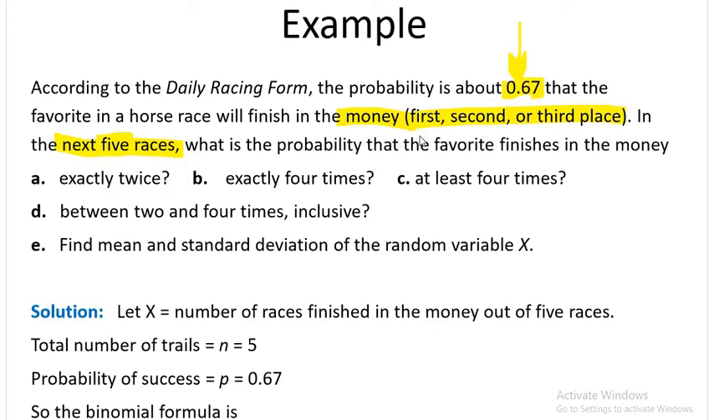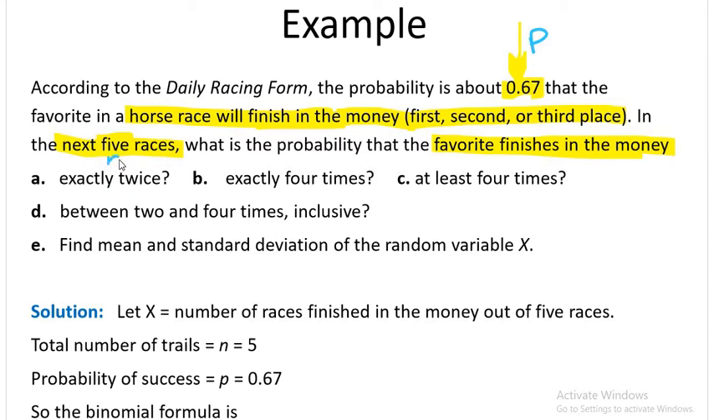What is the probability that the favorite horse finishes in the money? I am interested in the same thing that was given to me. The probability was given for ending in the money, and I am also interested in ending in the money, so this is the probability p. I did not say at the beginning that this is p. So this is my p and this is my n.